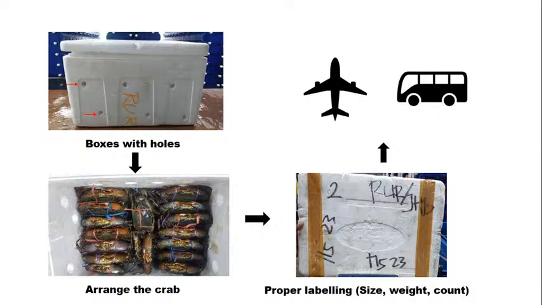This is because usually the supplier will send the crab by bus or by aeroplane, which means they are also sending other people's orders. So you don't want yourself or your customer to get confused, or mistakenly take another person's order.